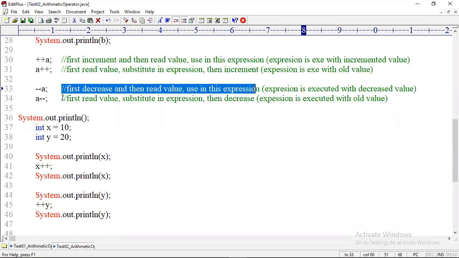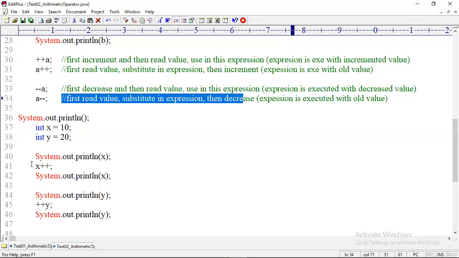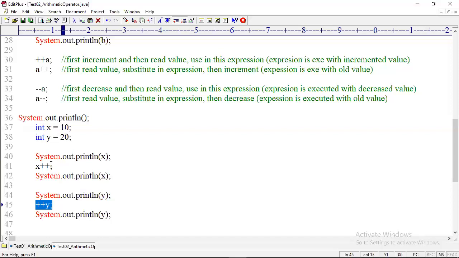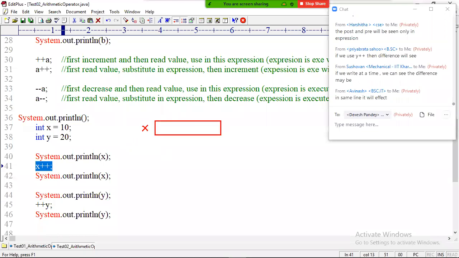Okay, this expression evaluation is in the same line, in the x plus plus line and the plus plus y line. Now tell me, when you write x plus plus, what happened here? First, x memory is created with value 10. X plus plus means the first step is to read the existing value, 10, and substitute. That means x plus plus is replaced with 10. Now immediately increase: 10 is incremented to 11. Then the expression evaluation starts with the value 10, but you are not using the 10 anywhere, so it is just dropped.